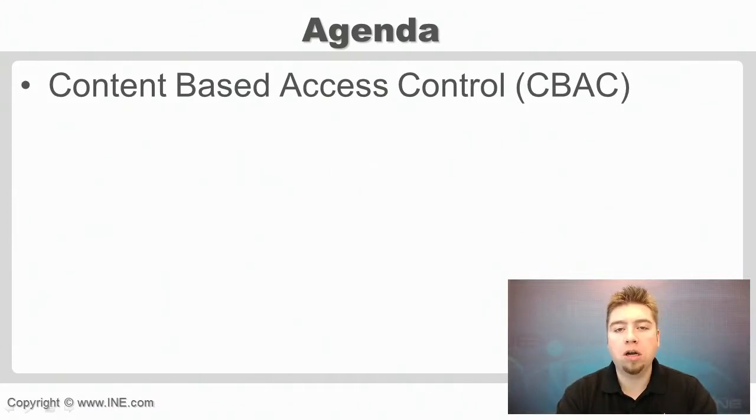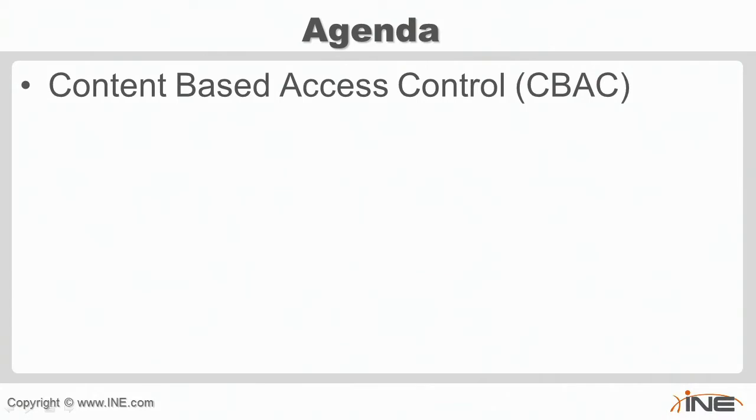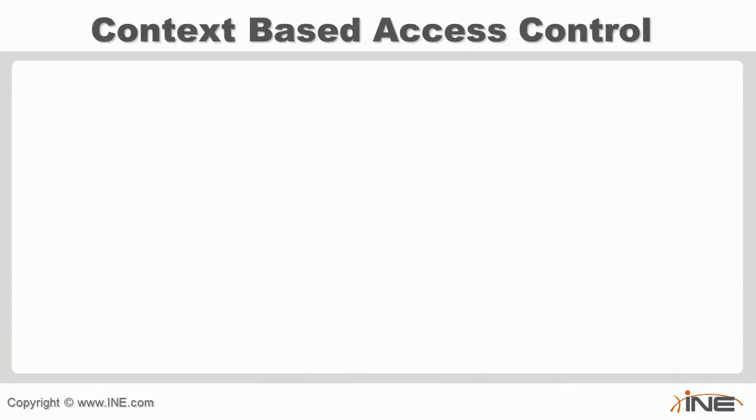In our next section, we're going to talk about content-based access control, or the CBAC feature set, which was previously known as the IOS firewall feature set, which is one step above the reflexive access list that we talked about, but one step below the zone-based policy firewall, or the zone firewall, which is a new syntax wrapper for the CBAC feature set.